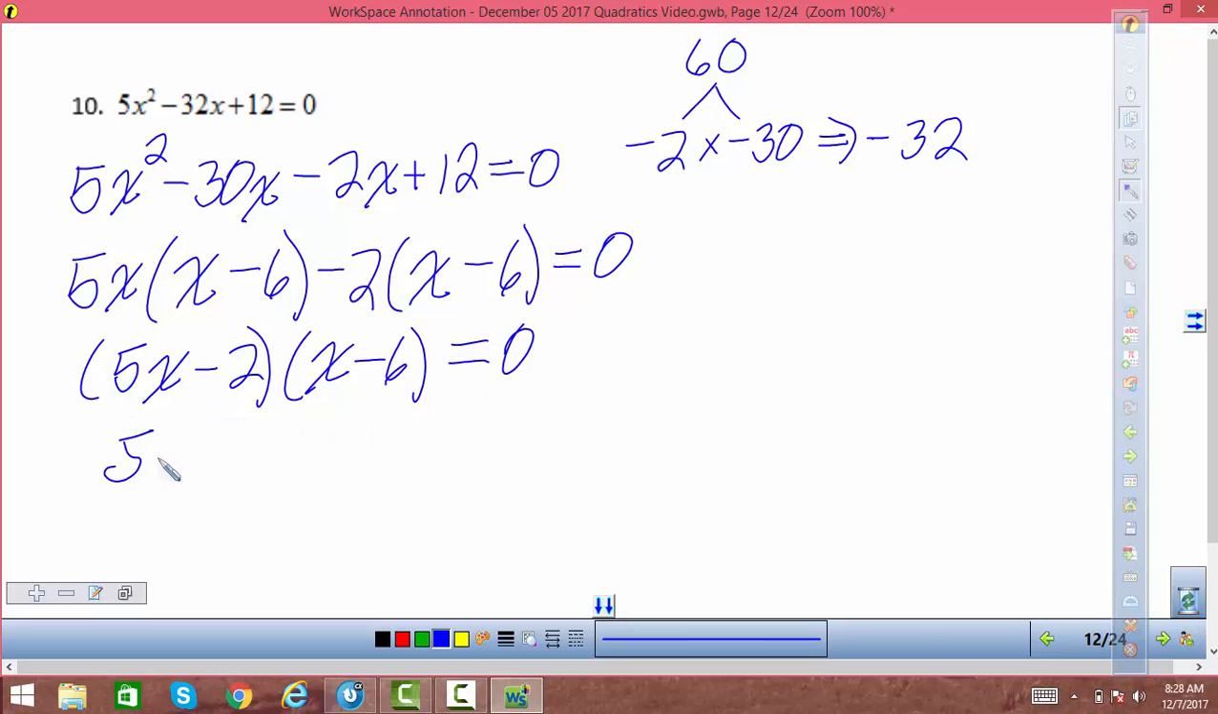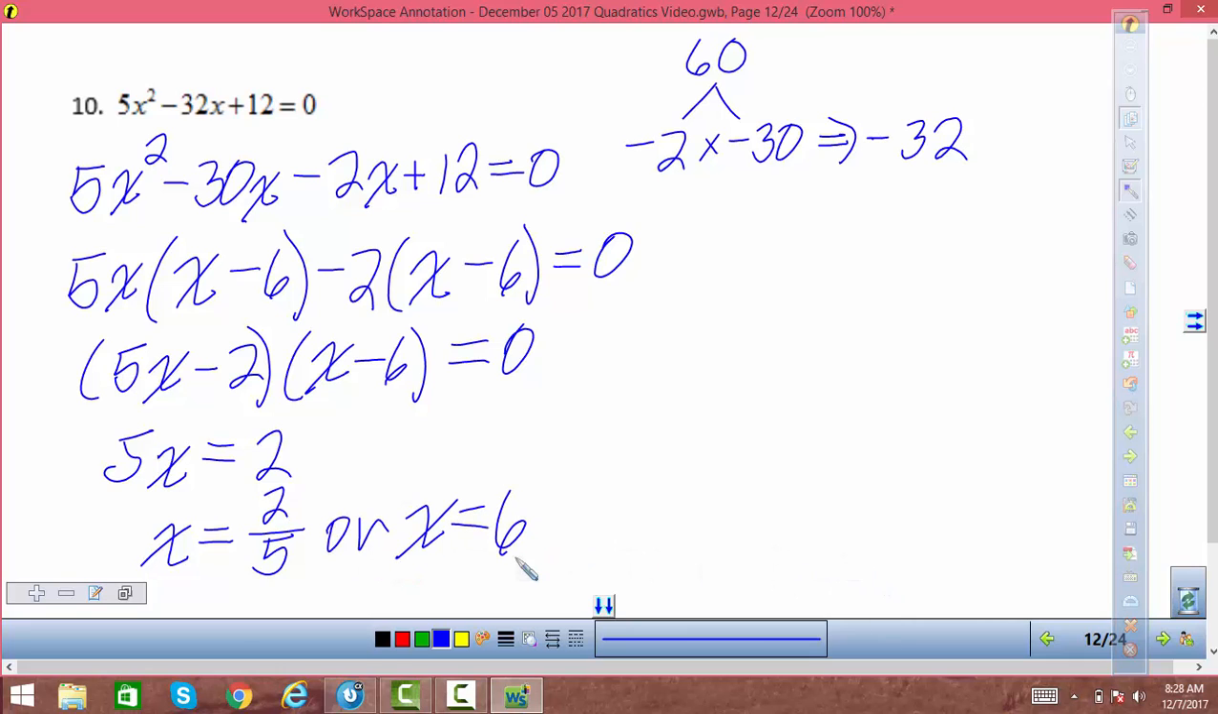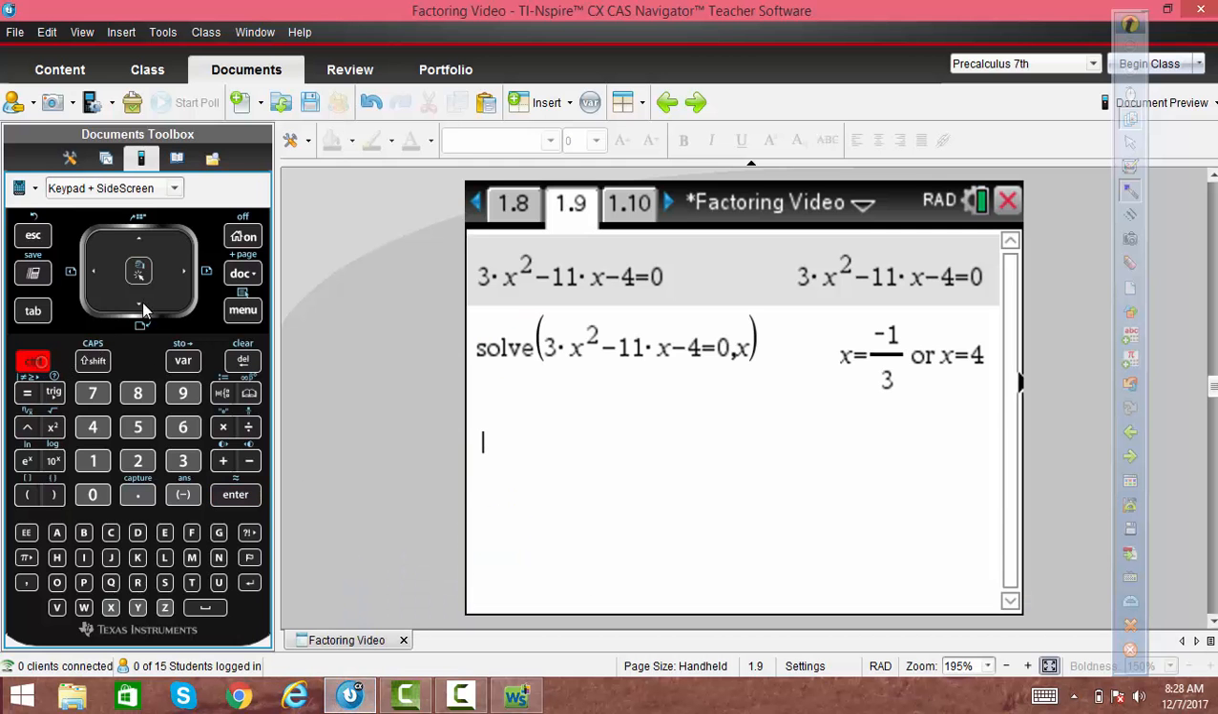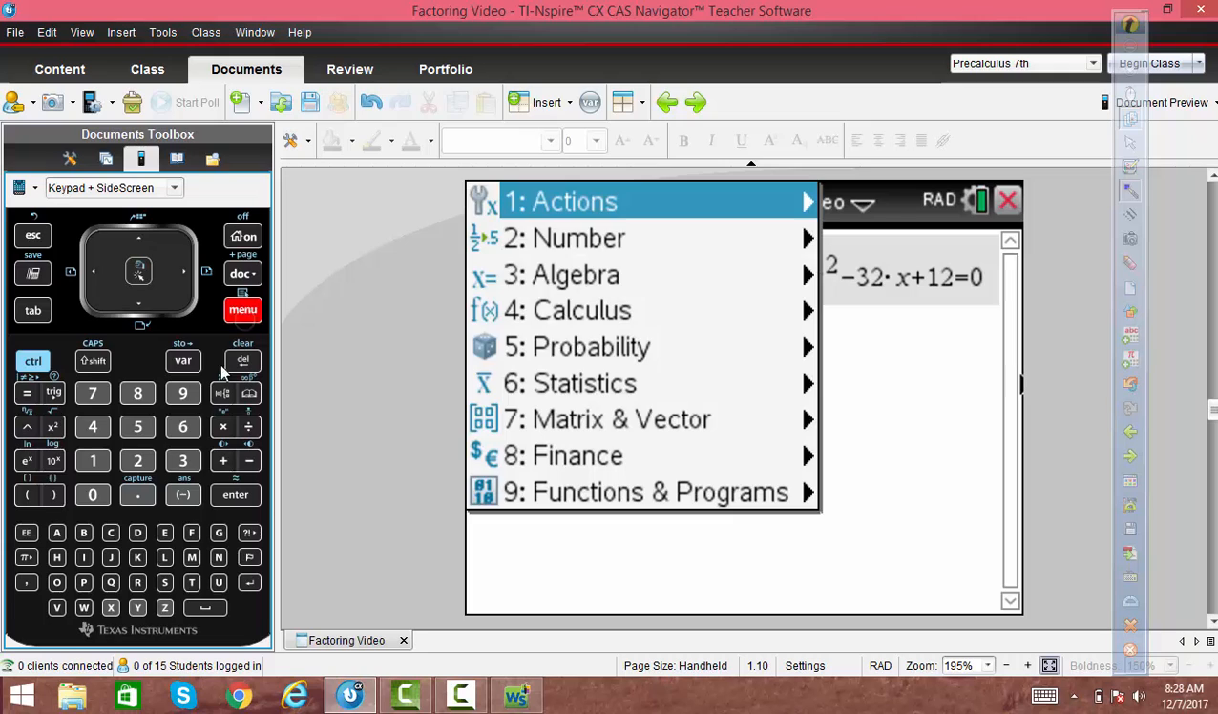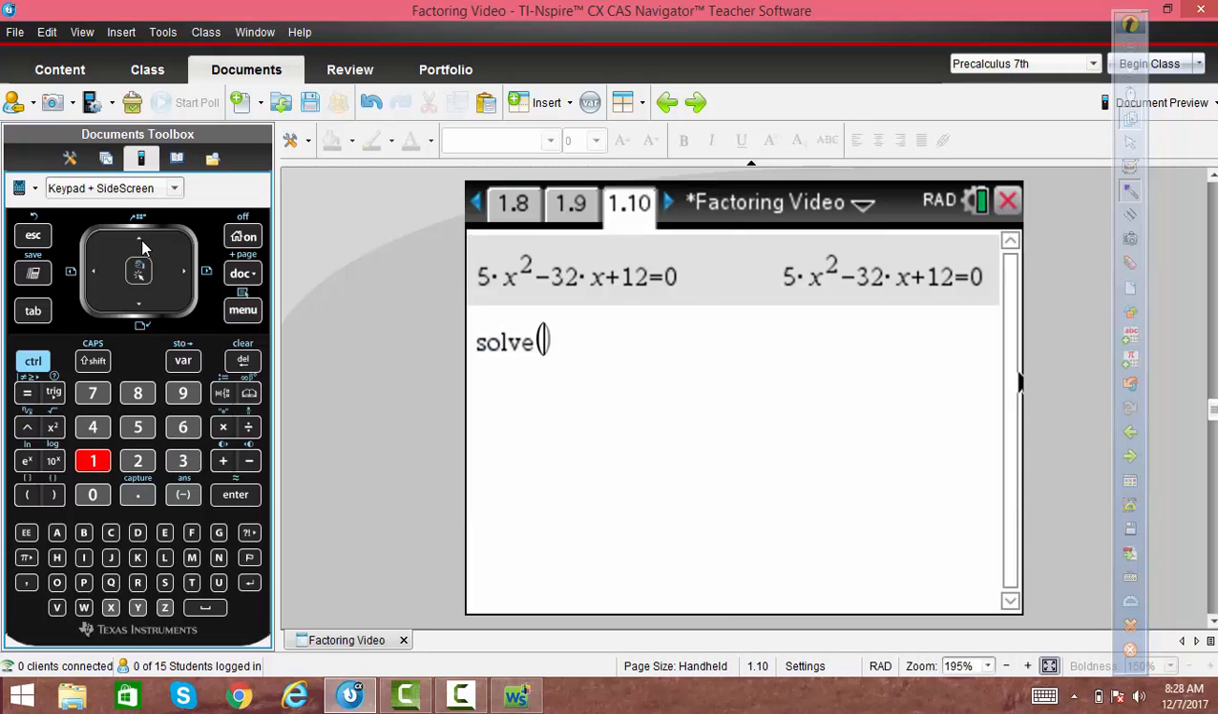So 5x equals positive 2 by the zero product principle. Divide both sides by 5. X equals 2/5. Or x equals positive 6. We'll now check that in the calculator. Menu 3, 1 for solve. Go grab the equation, comma, x. So x equals 2/5 or x equals 6. That concludes this video, and we'll continue with the same process in the next video.